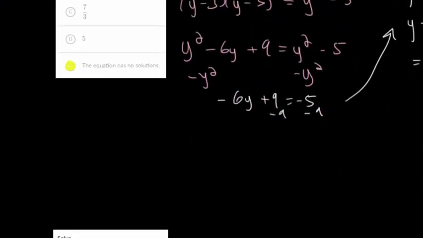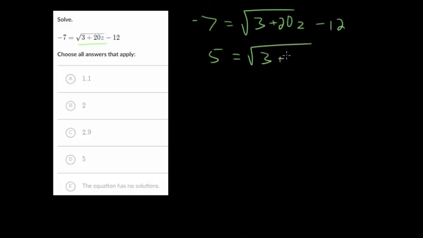So let's continue and do some more problems of this more advanced type where we're going to have to first solve it for the square root term. And then from there, we can square each side of this. So let's just add 12 to the other side. We get that 5 is the square root of 3 plus 20z. And since we've solved for the square root term, let's square everything.